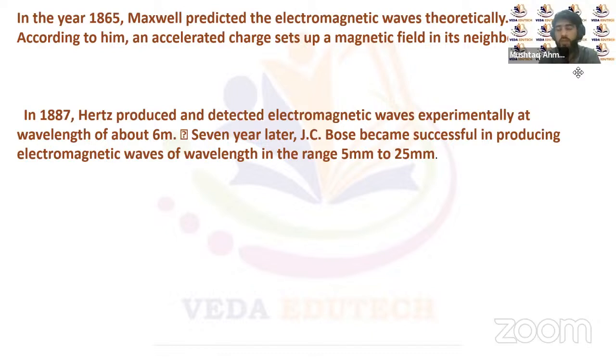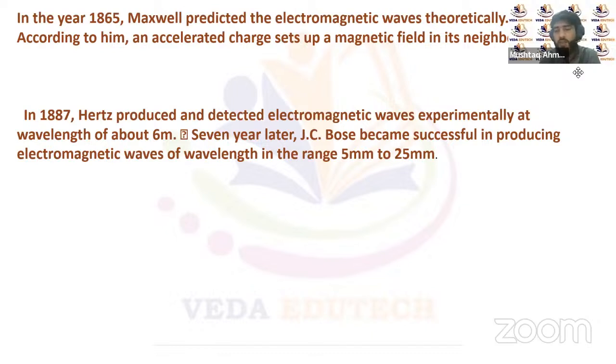So Hertz was another scientist, in 1887. He actually produced and detected the electromagnetic waves experimentally, right? Maxwell had predicted the electromagnetic waves theoretically, but it was Hertz who actually produced and detected them experimentally, right? And the wavelength was about 6 micrometer.